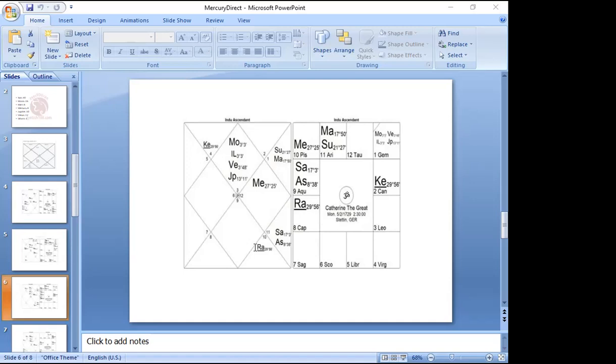This Jupiter is exchanging signs with Mercury. Look at Jupiter, it is exchanging signs with Mercury. So Mercury is actually getting a Neecha Bhanga Raja Yoga by Parivartan. Okay, Mercury is getting a Neecha Bhanga Raja Yoga by Parivartan, right? So look at the Saturn.